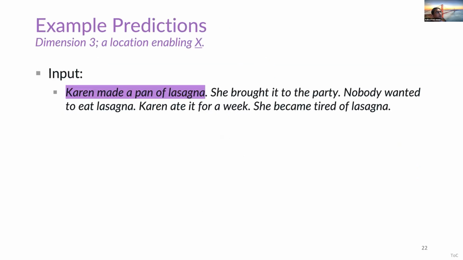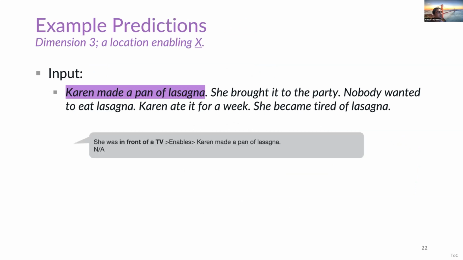Now, some example predictions made using the various models. Here's a story. This is actually a ROCStories story. Karen made a pan of lasagna. She brought it to the party. Nobody wanted to eat lasagna. Karen ate it for a week. She became tired of lasagna. Not the most interesting story, but in terms of predictions, remember, the dimension here is 3.